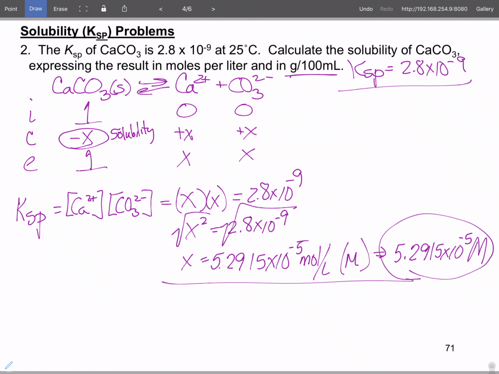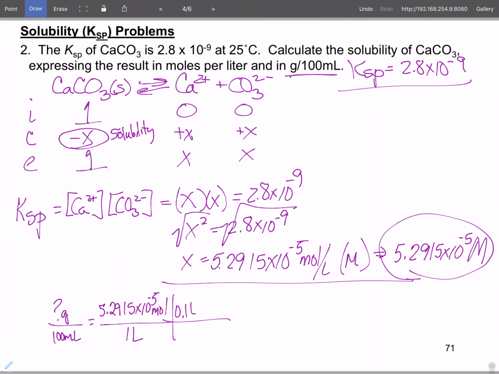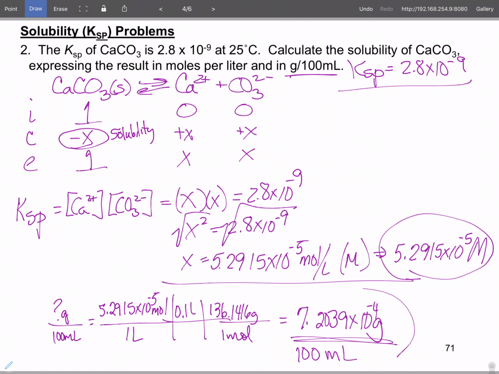So that's the first one. However, we want it in grams per 100 milliliters. So if we start with 5.2915 times 10 to the minus 5th moles in 1 liter, then instead of 1 liter, we're going to need to multiply it by 0.1. Then we'll need the molecular weight, which is 136.1416 grams per 1 mole. So that means that we end up with 7.2039 times 10 to the minus 4th grams dissolved in 100 milliliters. So that's our value there.